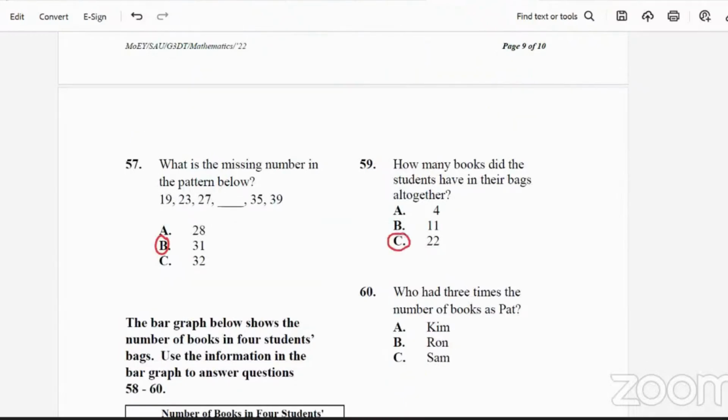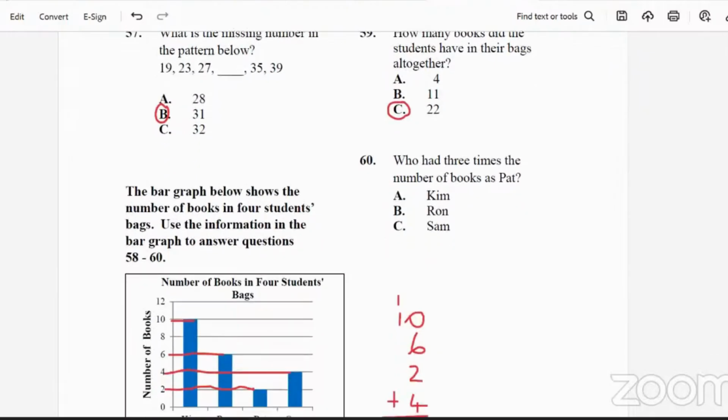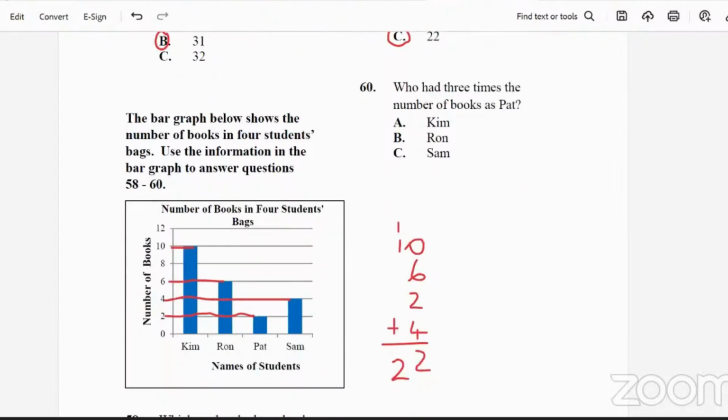And the final question, who had 3 times the number of books as Pat? Remember, Pat had 2. So who had 3 times the number of books? So 3 times 2, that's the number of books that Pat has, would be 6. So who has 6 books? The answer is B, Ron. Ron had 6 books. That number is 3 times 2. All right, so here we are at the end of this paper.